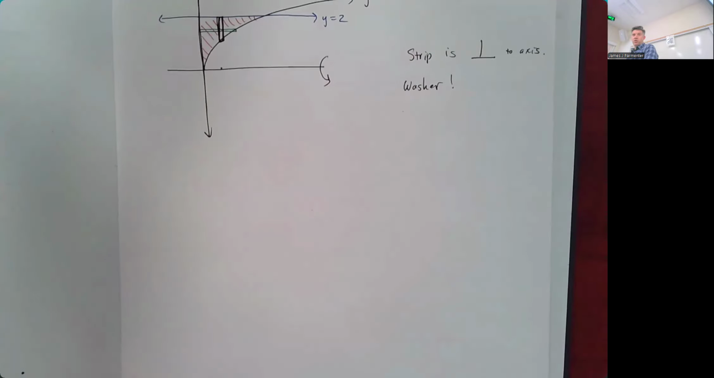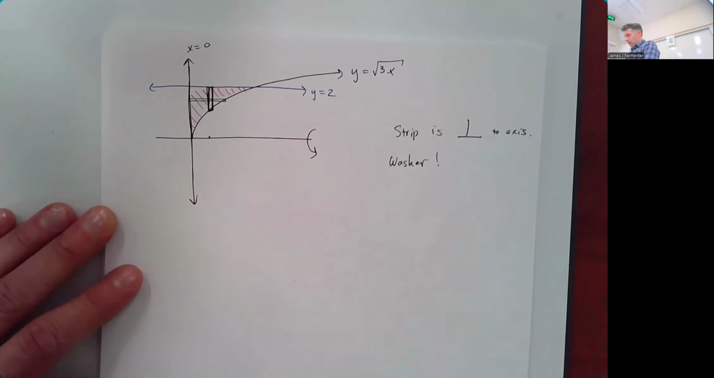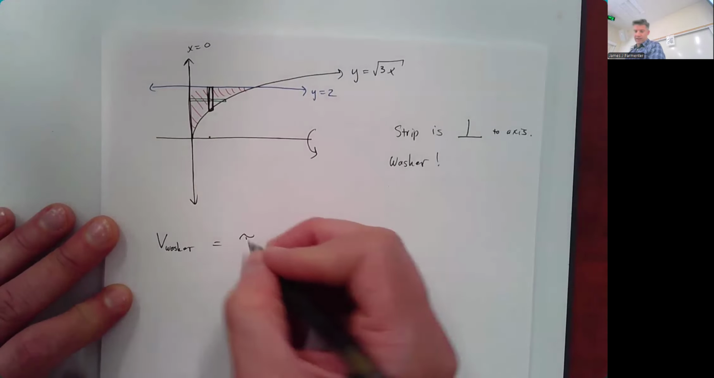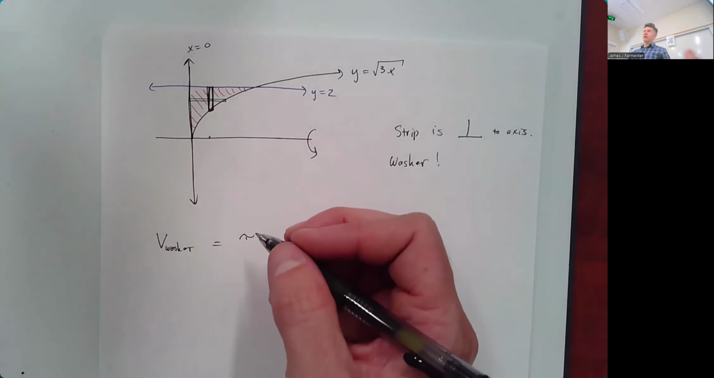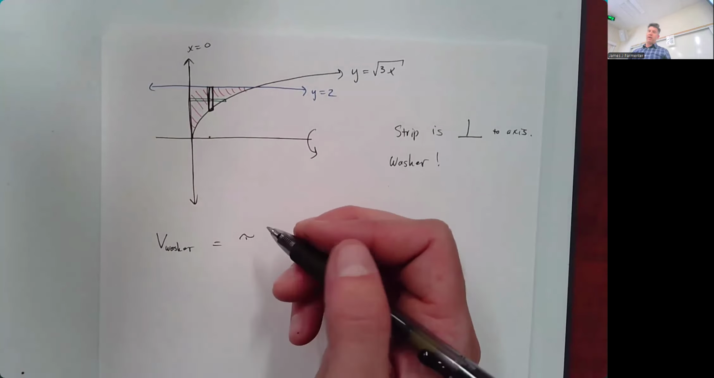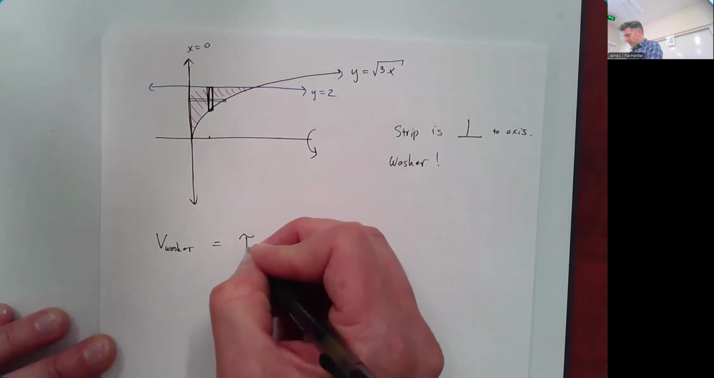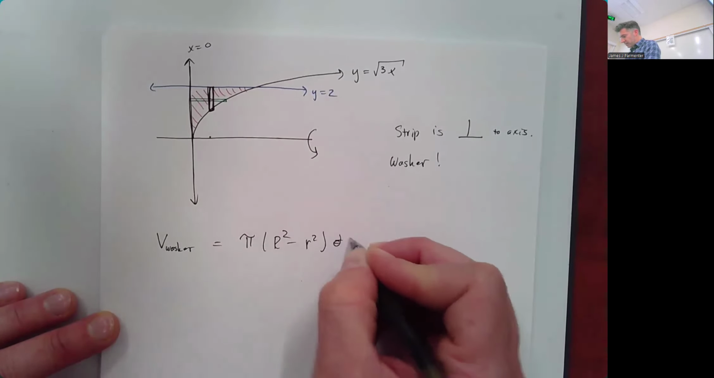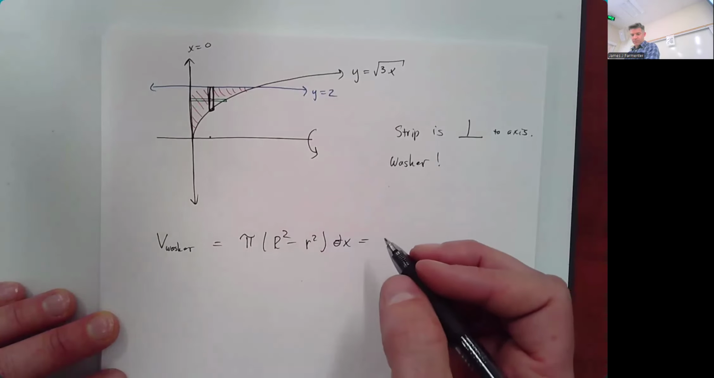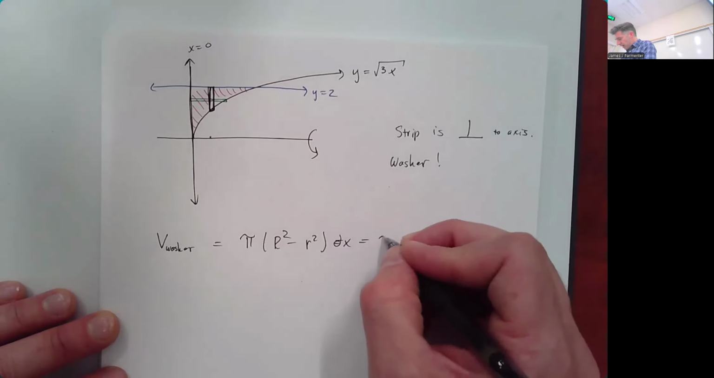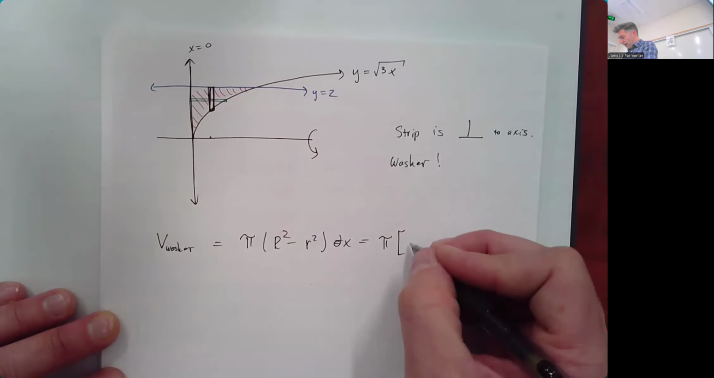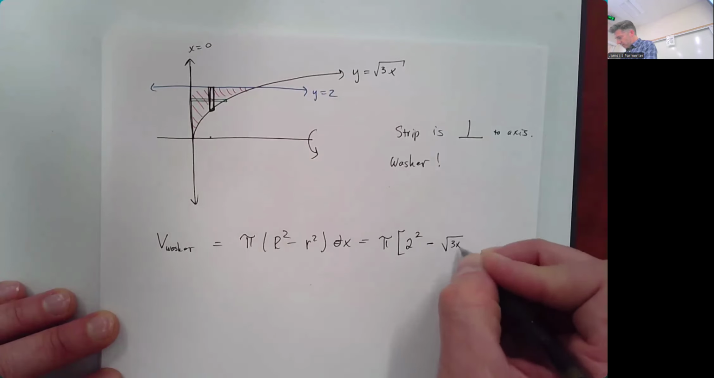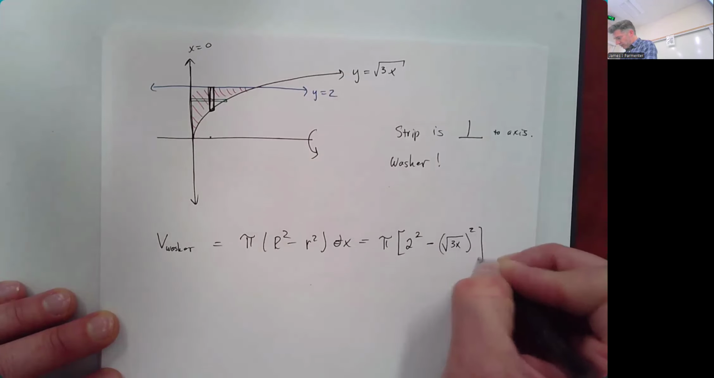So trying to do as little work as possible, the volume of my washer very generally is, in fact, the formula is given here. It's pi times the integral of your big radius squared minus little radius squared. So that's what I would write. It's pi times my big radius squared minus my little radius squared times dx, which in this case is going to be pi times, my further away function is y equal to 2. My closer function is y equal to the square root of 3x. So it's going to be 2 squared minus the square root of 3x squared dx.